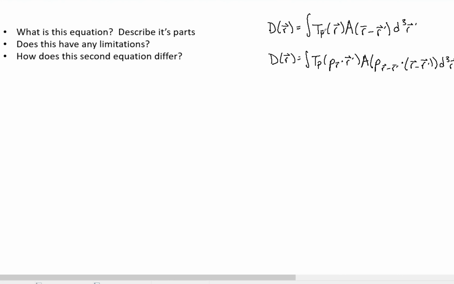This T is terma, convoluted by the kernel when integrated or convolved over a volume gives dose. So that's this top equation. Now, the limitations here are that it does not correct for electron density.